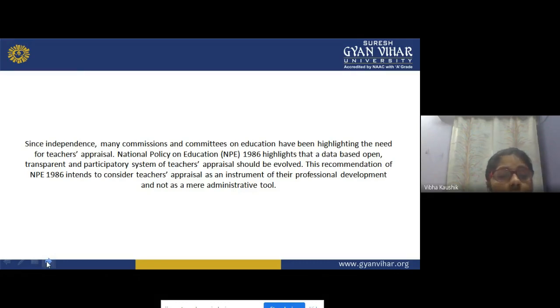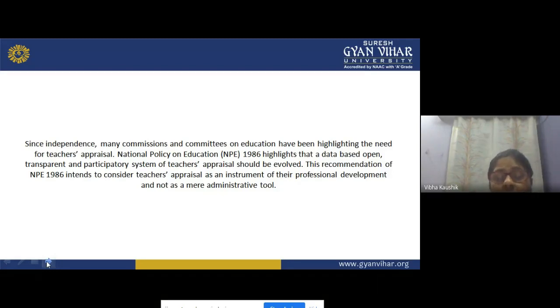This recommendation of NPE 1986 intends to consider teacher appraisal as an instrument for their professional development and not a mere administrative tool. Now what is that? Not a mere administrative tool means the management cannot remove teachers from their job on the basis of their appraisal. It means it will work as a tool or an instrument which helps them to develop their professionalism.